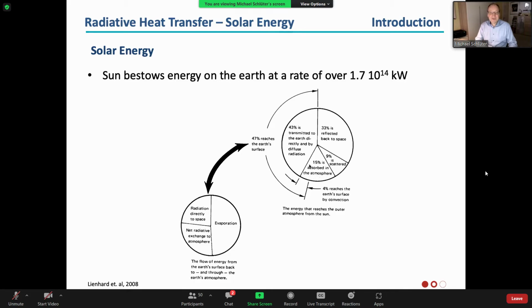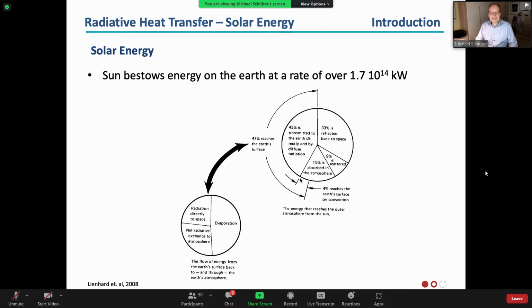That is what I have just mentioned with air, and we have no vacuum here on Earth. Fortunately, we have air, and this means that 50% of solar energy is absorbed in the atmosphere, and 43% is transmitted to the Earth directly by diffuse radiation. So this is fine, but only 4% of all this reaches the Earth's surface by convection. So this shows that only a small amount can be used, only what is transmitted directly and by diffuse radiation, and what is reaching the air by convection.